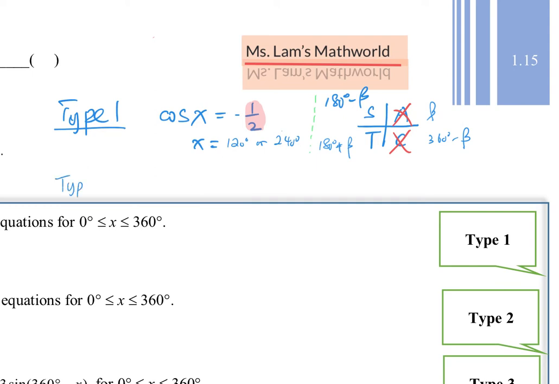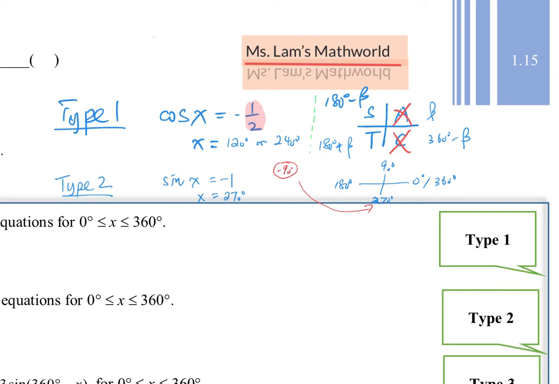And then for type 2, it means the value of the sine, cosine, or tangent gives a special angle. When you take shift sine, your calculator will give you negative 90 degrees. But it is not the value we want, as our questions usually lie between 0 and 360. So negative 90 actually means 270 degrees.